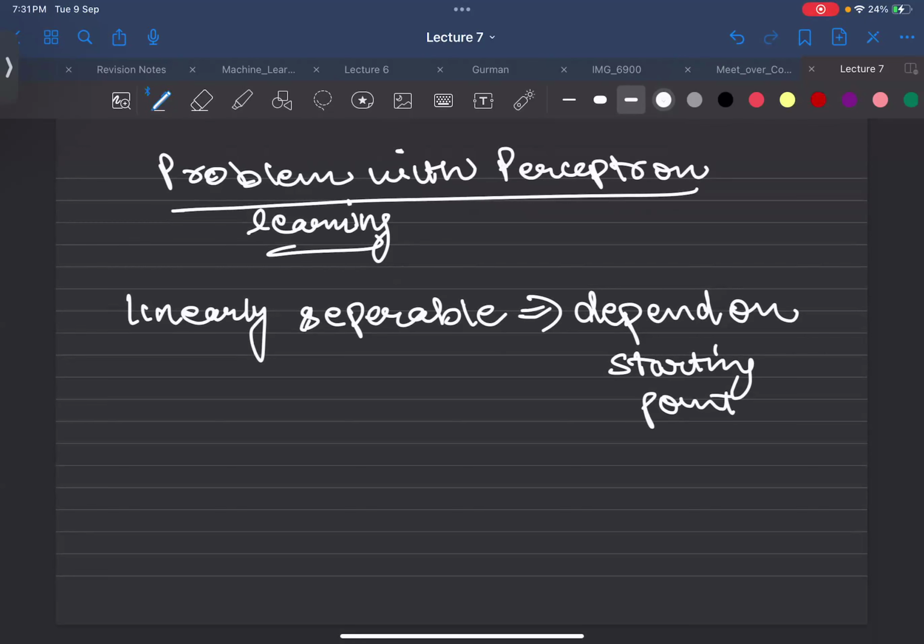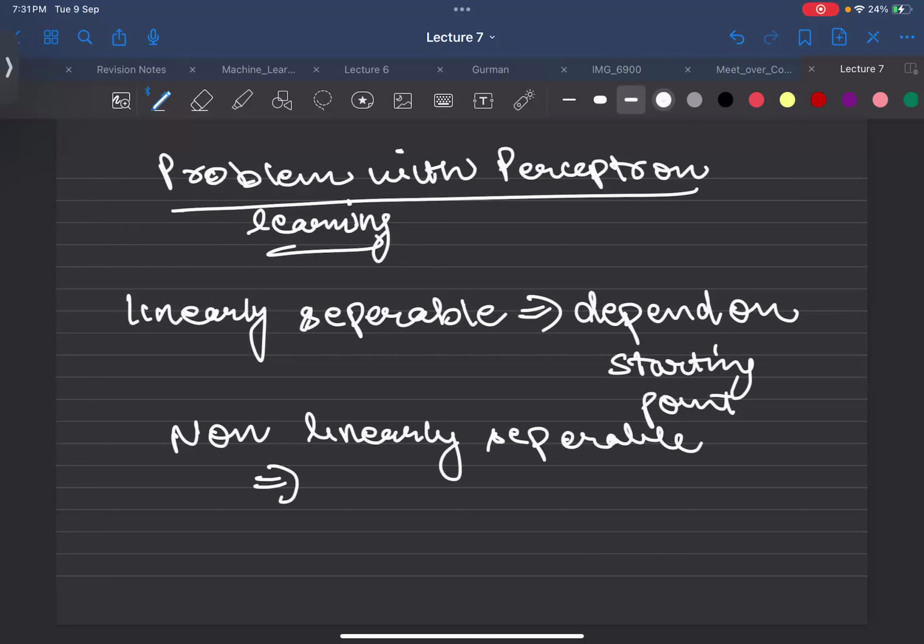These things we have learned. It is depending on the starting point. If it's non-linearly separable, we did that, it will go into a cycle, it will oscillate. We can't find a separating hyperplane. That can be the case. So these are the problems with perceptron learning. The convergence speed will depend on which starting point we are starting from.